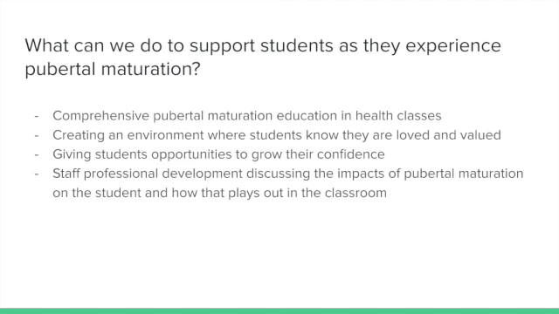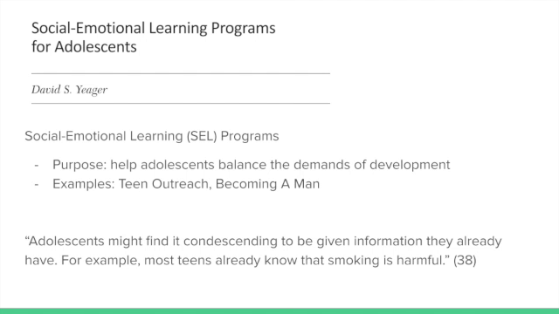Another way that we can help students while they go through puberty is by implementing what David Yeager calls social emotional learning programs for adolescents. These SELs seek to give adolescents the autonomy they desire while directing this autonomy towards healthy and positive outlets. One example Yeager discusses is teen outreach, an intervention designed to prevent teen pregnancy. The fascinating thing is that they barely even talk to the students about sex. They do not lecture them. They realize that, and this is the quote on the slide below, adolescents might find it condescending to be given information they already have. For example, teens already know that smoking is harmful. Instead, they do service hours in their community and complete trainings on self-confidence and social skills. Teen outreach was successful in decreasing the percentage of teen pregnancies in a community.